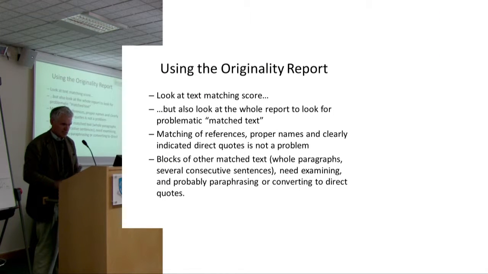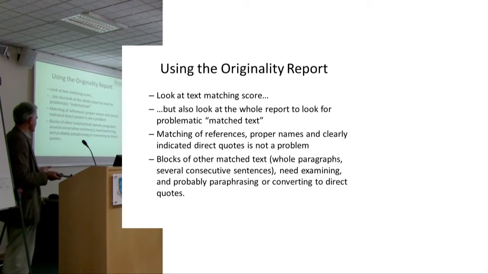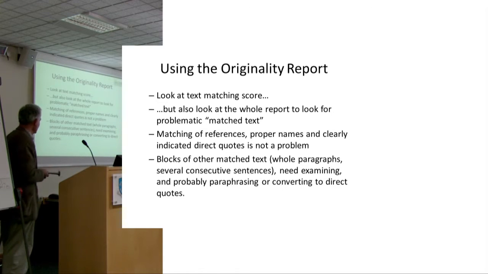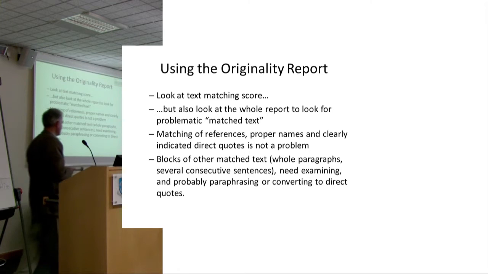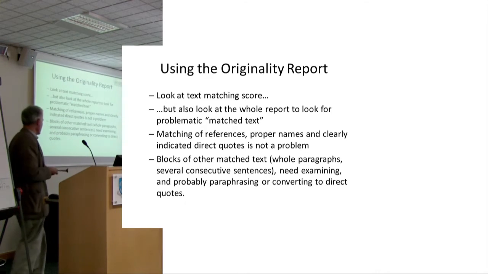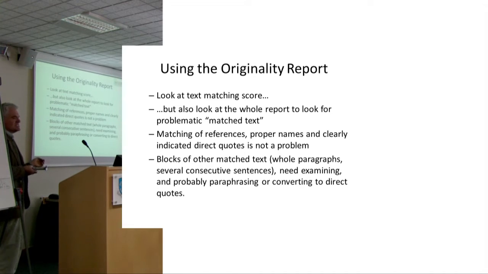Now, let's go back to Dan's presentation. Okay, I think this is basically a summary of what I've said. So using the original report, look at the text matching score. You can't avoid numbers. Look through the report and look for matched text. If those matches are things like your reference list, proper names or direct quotes, leave them alone. If they are blocks of matched text, several sentences or a whole paragraph which seems to come from one source, do something about it before you hand in the final one for marking. Okay, any questions?